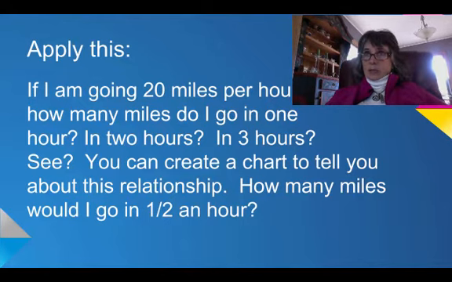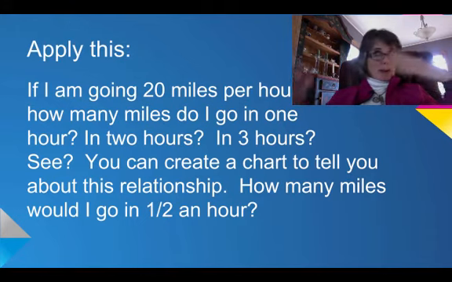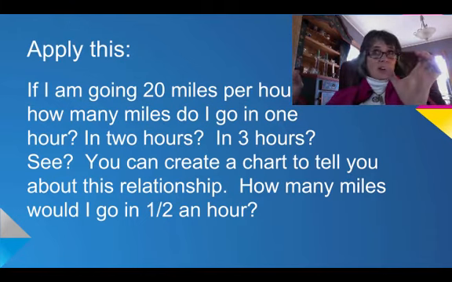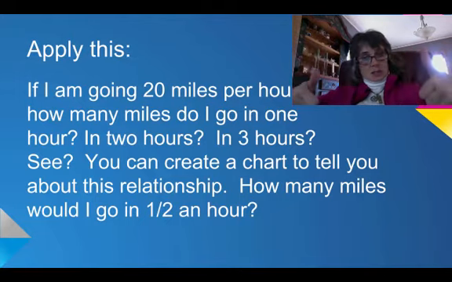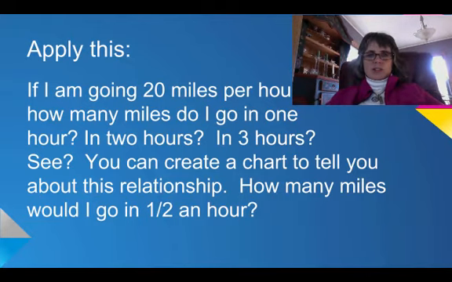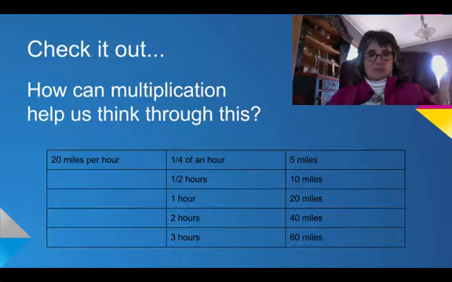So if I go 20 miles per hour, how many miles do I go in 2 hours? Well, if 20 is 1 hour and 20 is another hour, then it's 20 plus 20, which is, yes, 40. So you see the pattern here. If you add another hour onto that, 40 plus 20 would be 60. Ding, ding, ding. See, you can create a chart to tell you about that relationship, but you can also go the other way. So if you're going 20 miles per hour, how many miles would you go in a half of an hour? 10. Yeah, it's kind of cool.